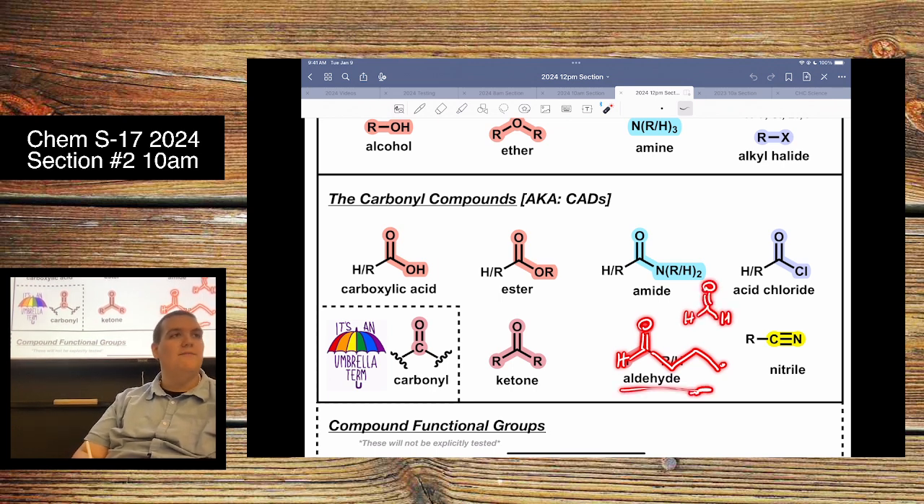The mnemonic from biology for remembering which one's which is because this has an H, it's always going to be on the end of a chain. And so we say aldehydes can't hide. They were never going to blend in, whereas the ketones like to blend in the middle of the molecule.